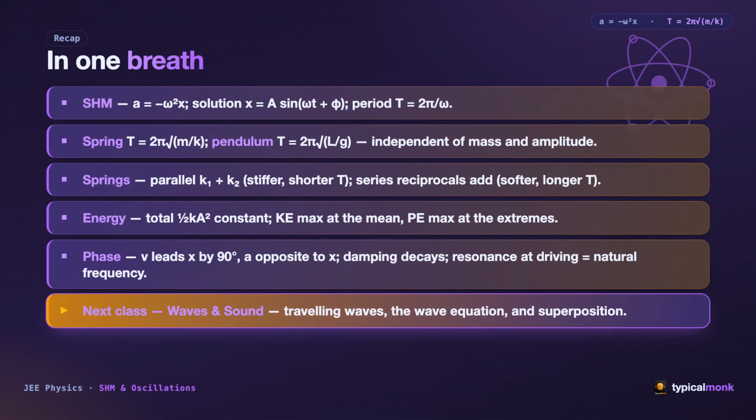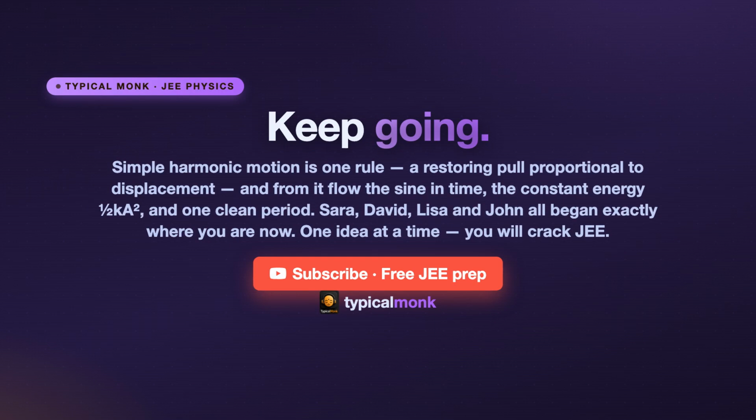Next class. Waves and sound, traveling waves, the wave equation, and superposition. Simple harmonic motion is one rule. A restoring pull in proportion to the displacement, and from that one rule flow the sine in time, the constant energy of half k a squared, and one clean period.